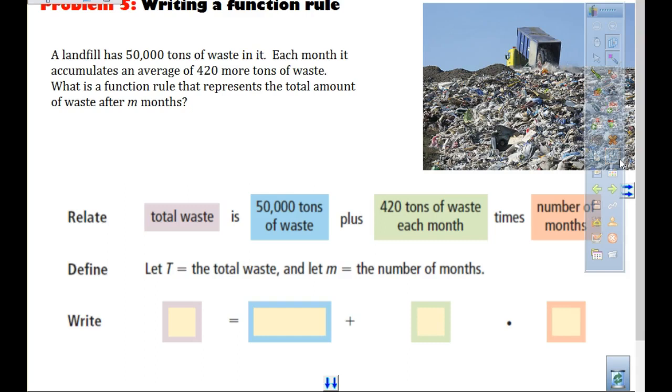So we want to write a function that represents the amount of waste we'll have in m months. So again, think about what the situation is telling us. We're looking at our total waste. That's going to be our variable t.